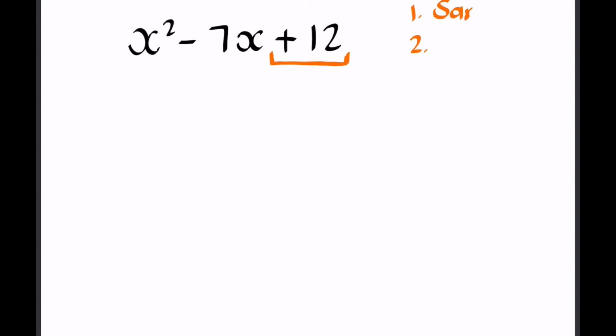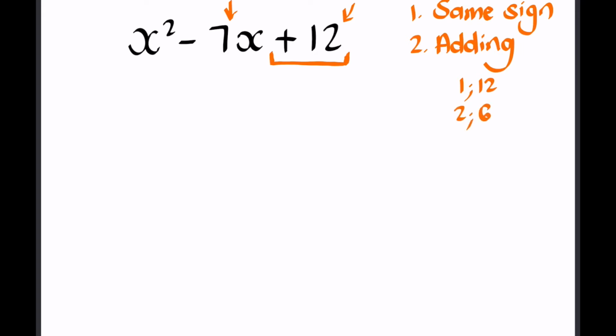If I have x squared minus 7x plus 12, I look at my third term. My third term is positive 12. So that tells me two things. It tells me that I'm going to have the same signs and that I'm adding the factors of 12 to give me my middle term, which is 7. So I'm going to list out the factors of 12: 1 and 12, 2 and 6, 3 and 4.